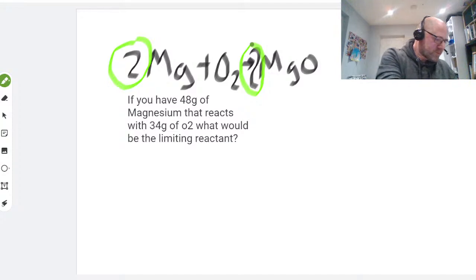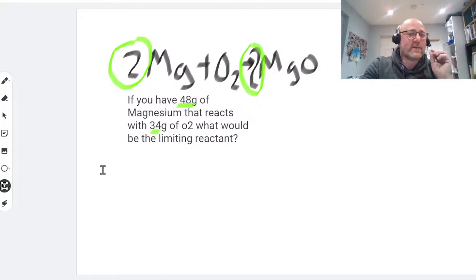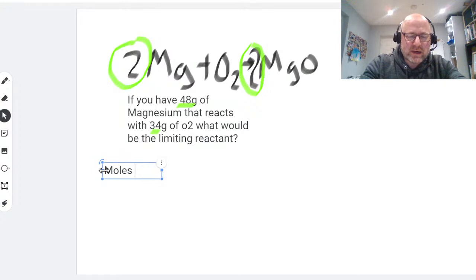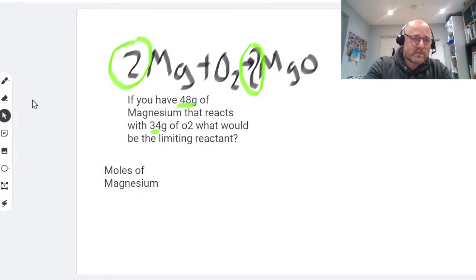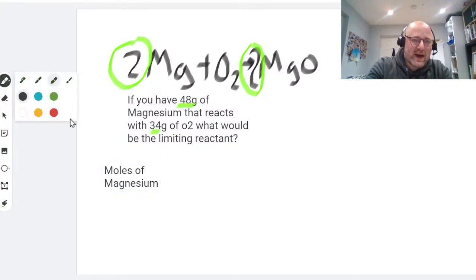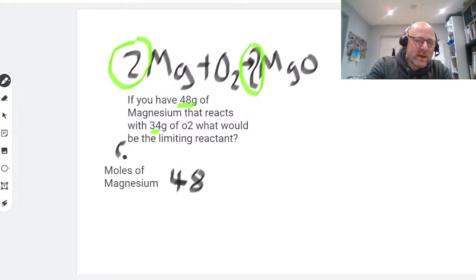So what you want to do here, guys, the moment I see this, I've been given 48 grams of magnesium and 34 grams of oxygen. I want to say, right, I need to calculate the moles of each. So the first thing to do, the moment you see grams, start calculating moles. You're going to secure yourself marks. So for moles of magnesium, you look up in the periodic table the MR of magnesium. Most probably, they might be really nice and give you the ARs. So I'm going to give you the ARs: magnesium equals 24 and oxygen is 16.